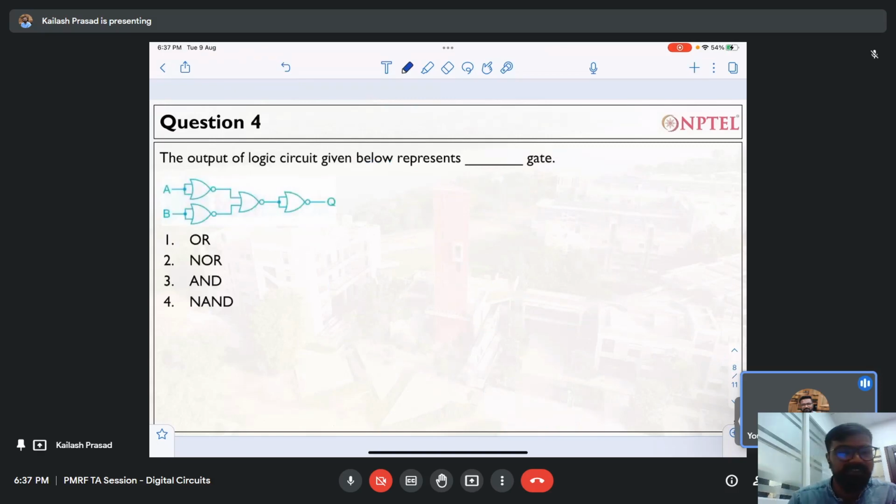Let's move to a very simple question. Anybody wants to answer this? It's a gate written in a very complex manner. As a designer, I won't do that, but this is just a question for you to understand what gate it will represent.